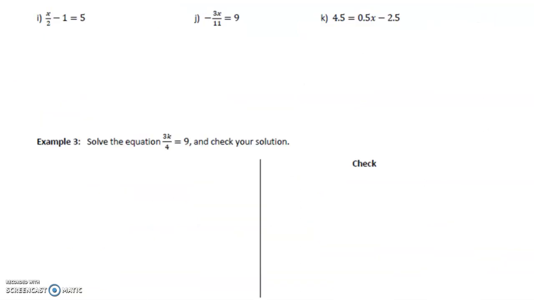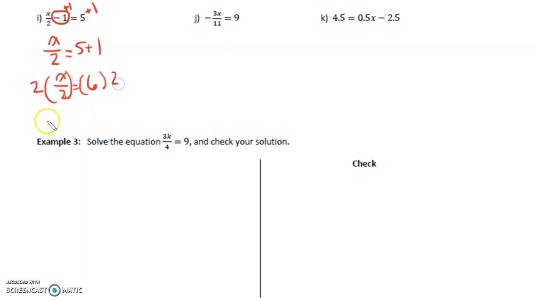Okay, we have x over 2 minus 1 equals 5. So this minus 1 we'll deal with first. We want to add 1 to both sides. So we're left with x over 2 equals 5 plus 1, which is x over 2 equals 6. Now, divided by 2, we do the opposite, so we multiply both sides by 2. Those 2's cancel, and we get x equals 12, right? 6 times 2 is 12.